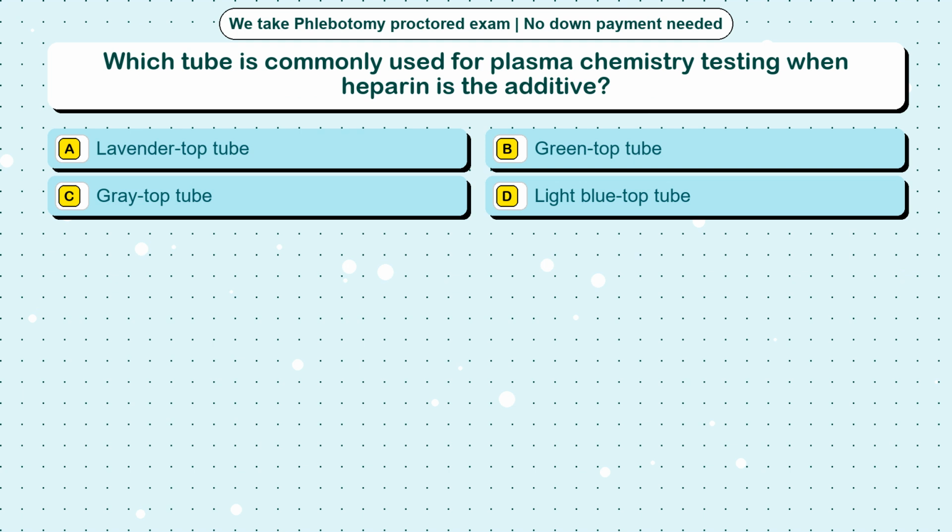Question 58. Which tube is commonly used for plasma chemistry testing when heparin is the additive? Option A, lavender top tube. Option B, green top tube. Option C, gray top tube. Option D, light blue top tube.